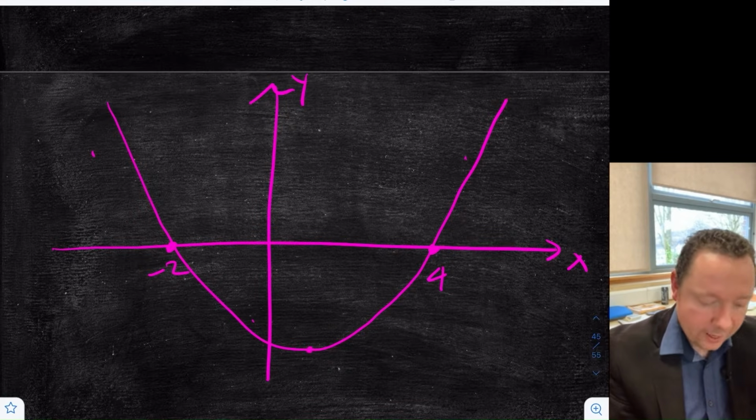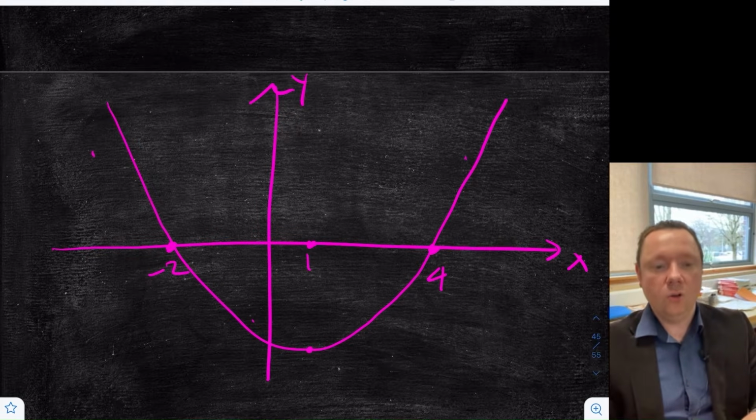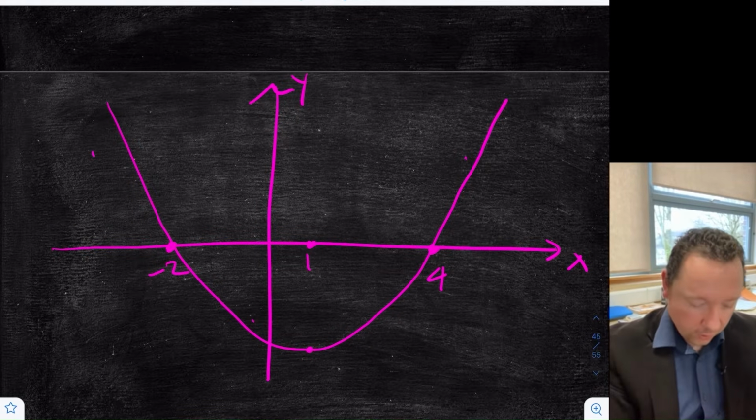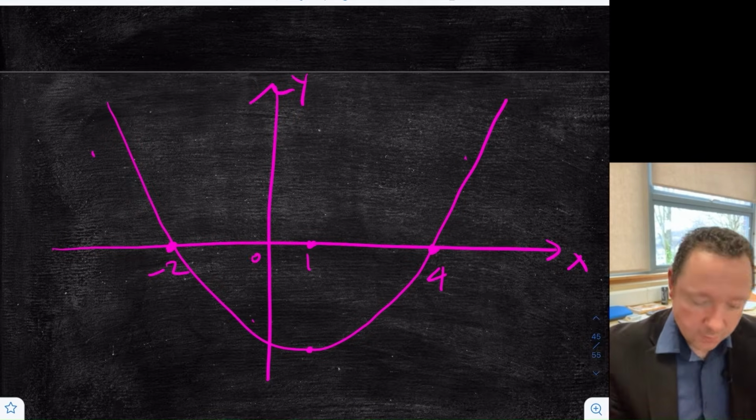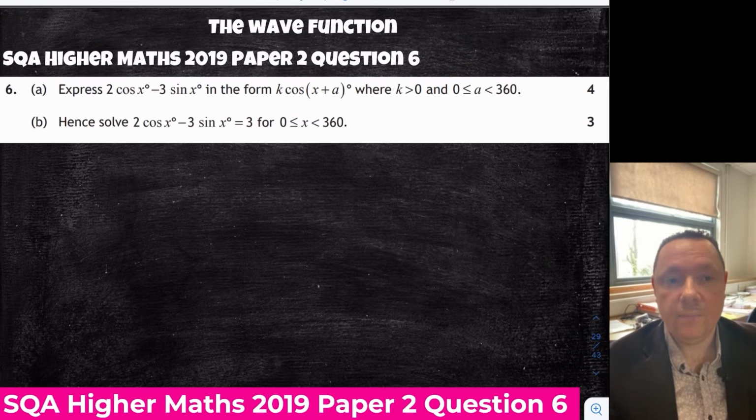Obviously, I can't quite get the turning point. I know the turning point happens at 1, in the middle of the roots, but I don't know exactly what it would be on the y-axis, so I don't need to work that out. And there we are. There's my graph of the 2019 paper 2 question 6.